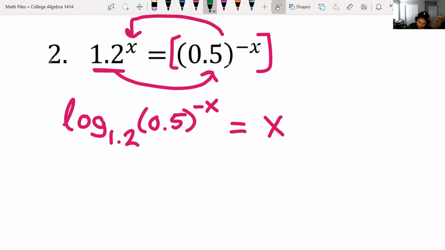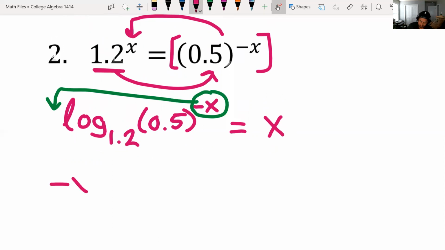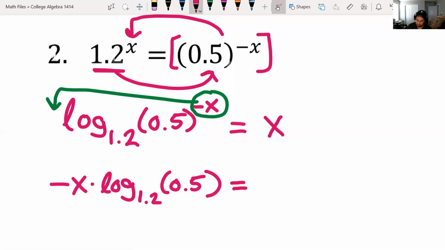property. We see that this log, the inside, is being raised to an exponent. So this means that we're going to use the power rule. This negative x is coming to the front. So my next rewrite is negative x times log base 1.2 of 0.5 equal to x. It's super conceptual. So if it's hard to see, just take it slow.